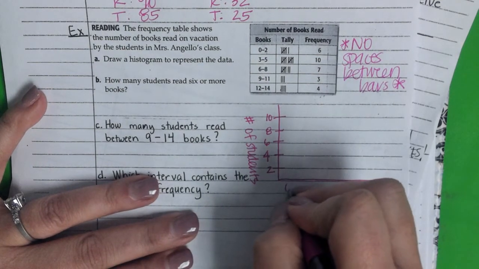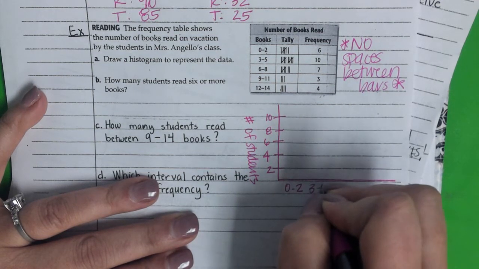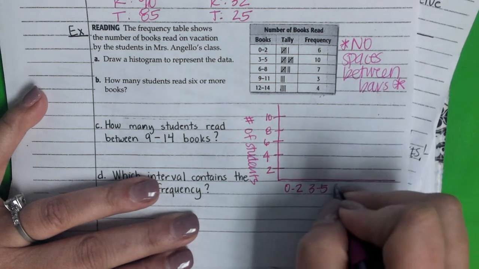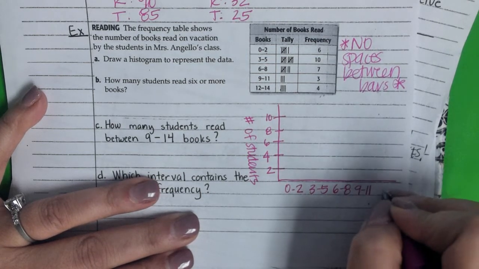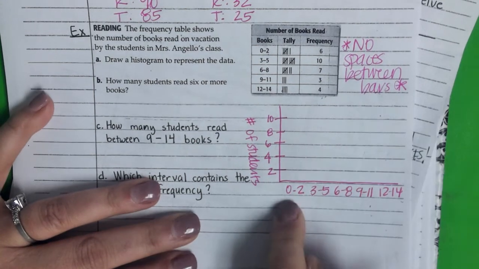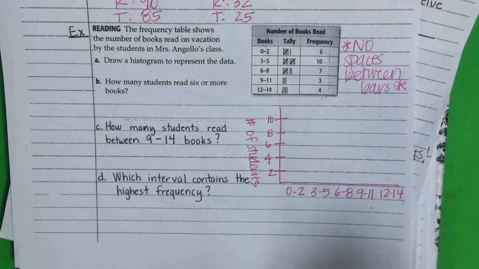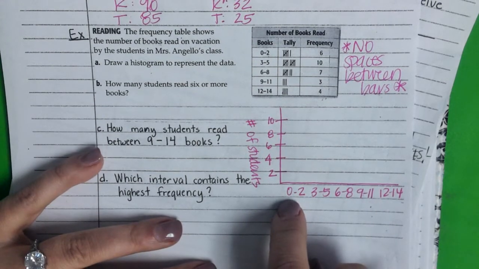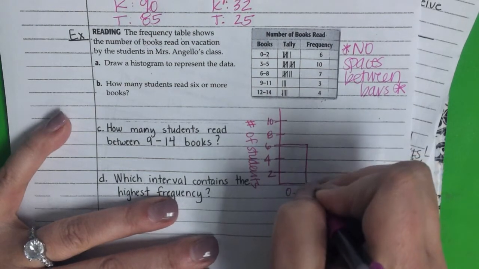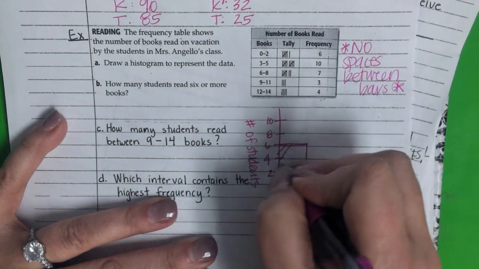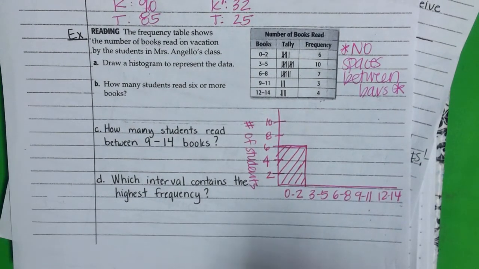So we're going to start with 0 to 2, and then we have 3 to 5, 6 to 8, 9 to 11, and 12 to 14. You see how there's no gaps in between those numbers? So we're going to do the same thing with our bars. So how many students read 0 to 2 books? 6. So I'm going to come up here. I'm going to draw my first bar for 6 students. 6 students read 0 to 2 books.